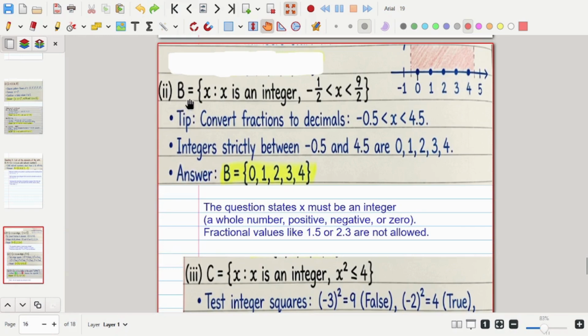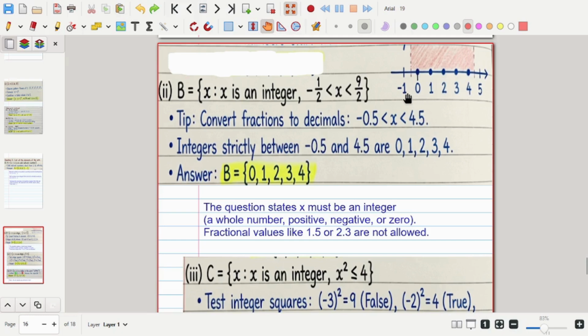2. B is a set of all x such that x is an integer where x is greater than minus 1 by 2 and less than 9 by 2. So first convert the fraction to the decimal. Minus 1 by 2 means minus 0.5 and 9 by 2 means 4.5. So x is greater than minus 0.5 and less than 4.5.